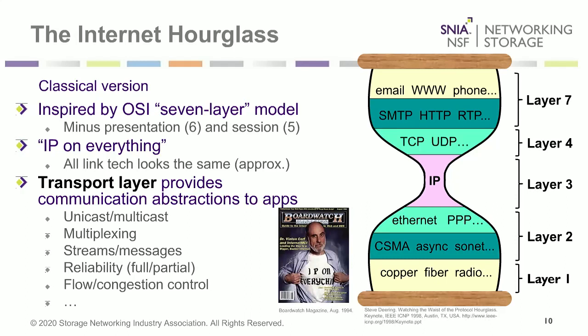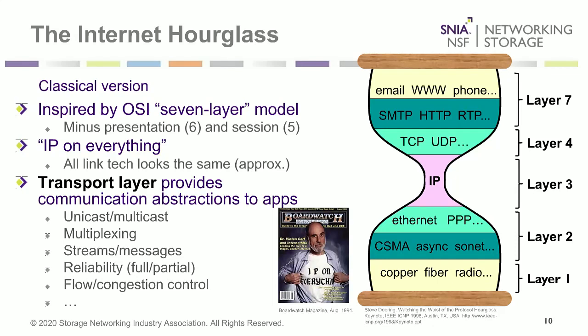Basically, on the bottom of this hourglass, you have a whole bunch of physical networking technologies, or physical media like copper, fiber, radio. Then you have layer two protocols like CSMA and SONET. This tells you how dated this slide is. You have Ethernet and PPP and other layer two technologies.